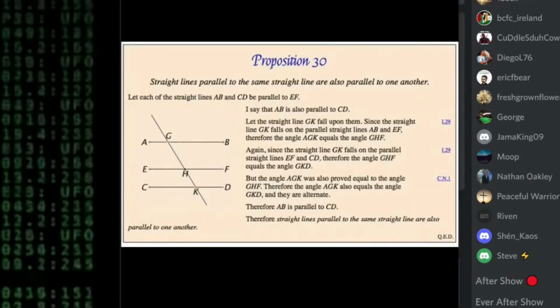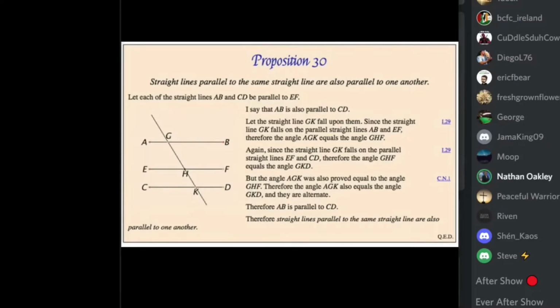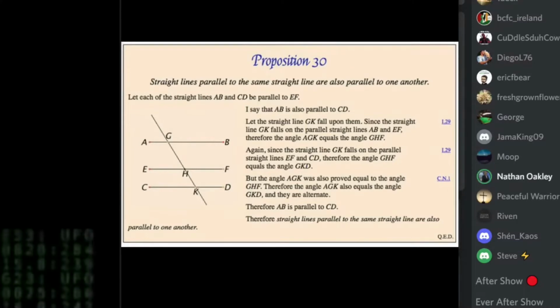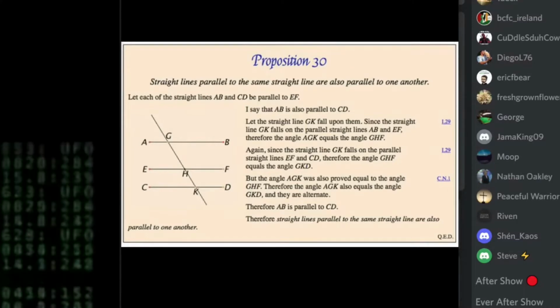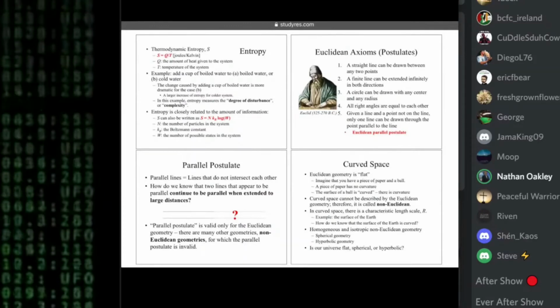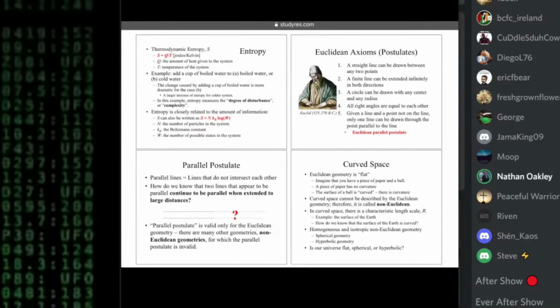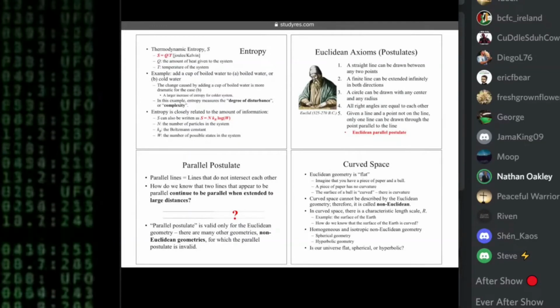This is Euclidean proposition 30. Straight lines parallel to the same straight line are also parallel to one another. This is only available in Euclidean geometry. These are Euclidean axioms. Number one, a straight line can be drawn between any two points. Number two, a finite line can be extended indefinitely in both directions. Number three, a circle can be drawn with any center and any radius.